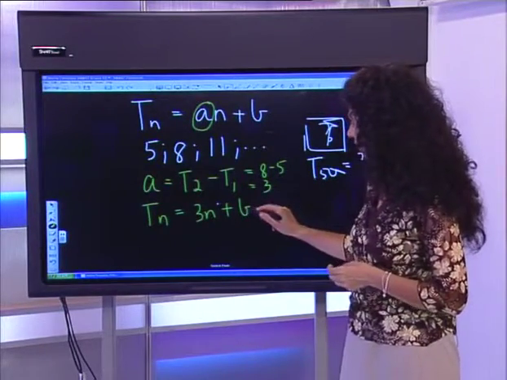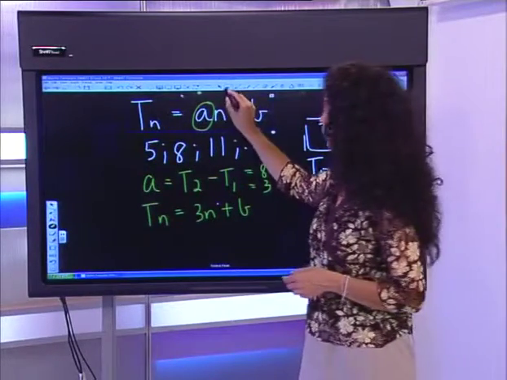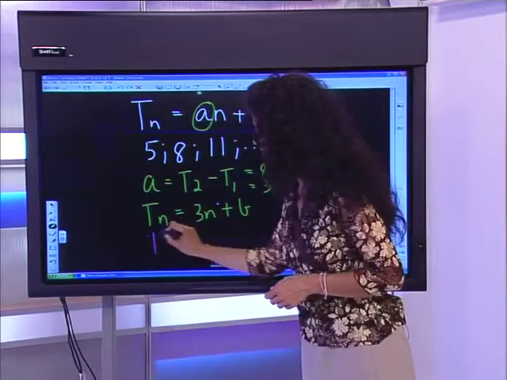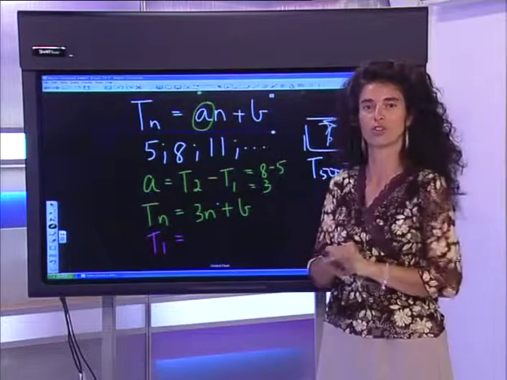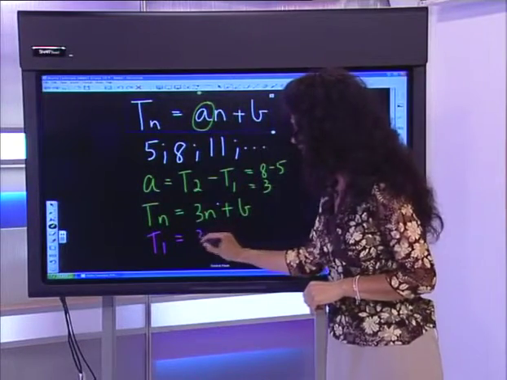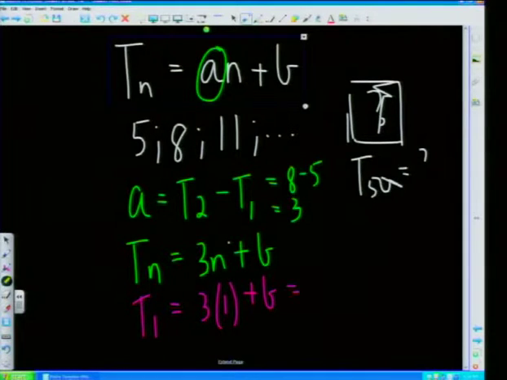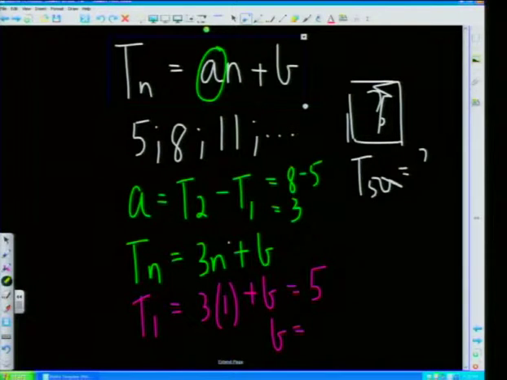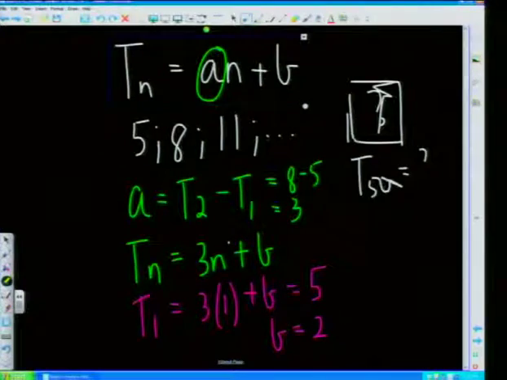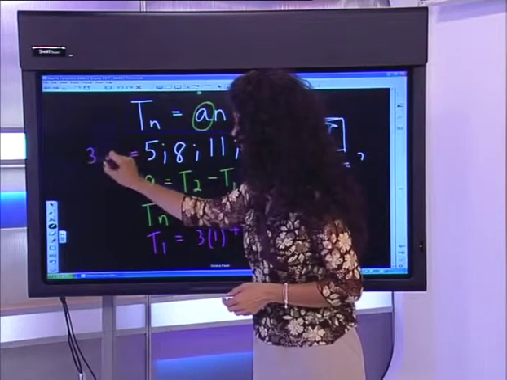How are we going to find B? By simply saying that if Tn represents any term, then T1 must represent the first term, 1 describing the first position in your pattern. So that would be 3 times 1 plus B, and that's equal to 5 in this case. So our B would be equal to 5 minus 3, which would equal 2. So we now say that for this unique pattern, our Tn is 3n plus 2.